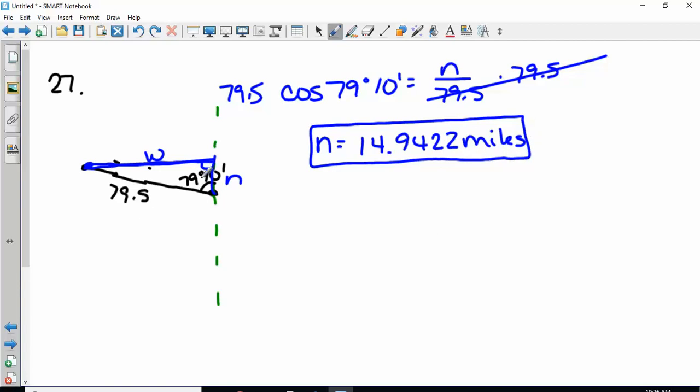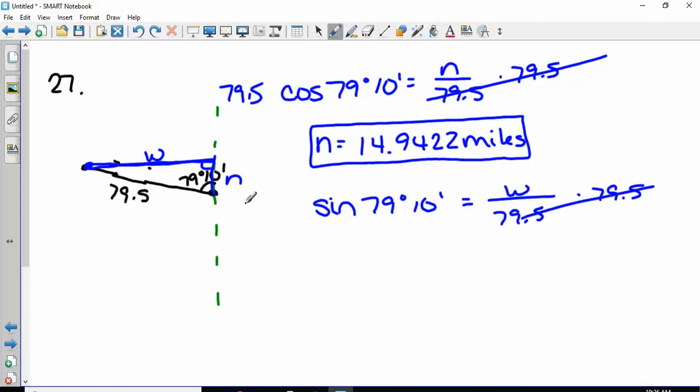If I want to find my west, what trig function would I use? Sine. So the sine of 79 degrees 10 minutes equals west over 79.5. And so my west distance is 78.0832.